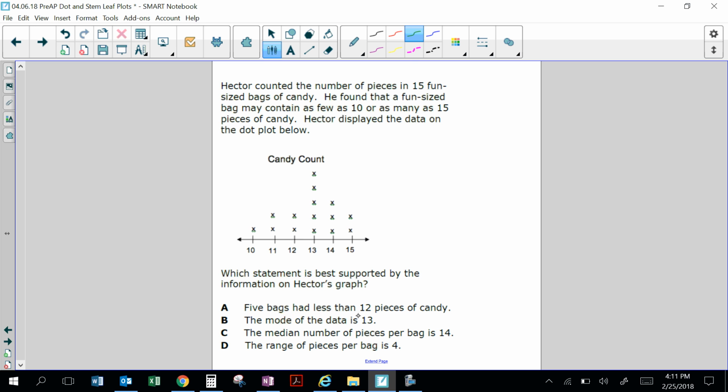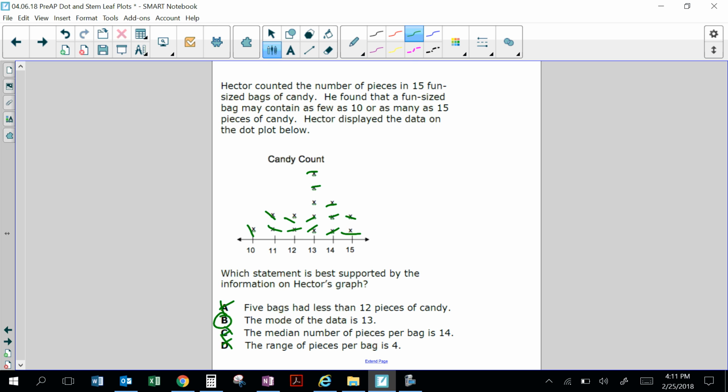5 bags had less than 12 pieces of candy. Well, these are the bags that have less than 12: 10, 11, 11. That's only 3 bags. Nope. The mode is 13. Yes, 13 repeated more than anything else. That's correct. The median is 14. Let's go minimum, maximum, minimum, maximum, and so on. It is 13. Nope. The range is 4. It ranges from 10 to 15, which is really 5. Nope. And B is the answer.